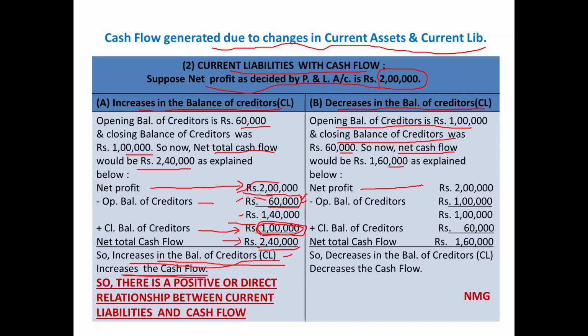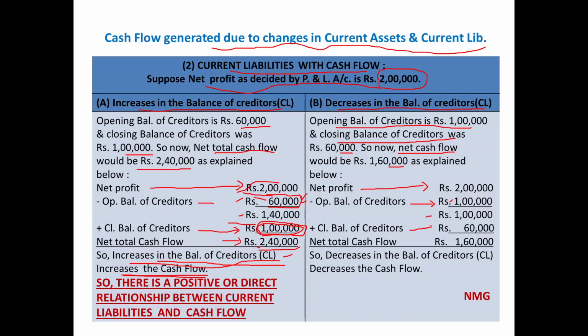Net profit, cash profit, we already decided and we assumed it rupees 2 lakh. Opening balance of creditors, we must have paid this money during this year because the maximum term is 12 months. So we paid 1 lakh. Now cash flow has been decreased only rupees 1 lakh.